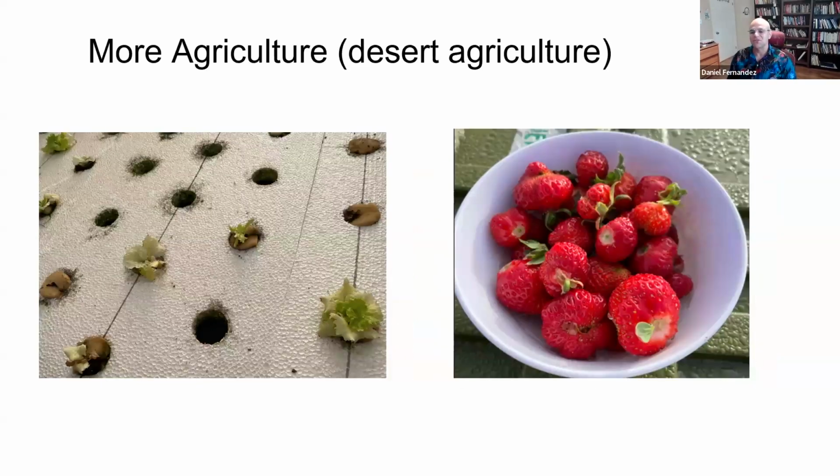And on the right, you actually see strawberries grown with fog water. I ate all of those. I shared them, of course, but that was in the Atacama Desert, where they're experimenting with agriculture in a greenhouse situation. And on the left, you can see lettuce that's being grown using fog water in the same greenhouse where they grew the strawberries.